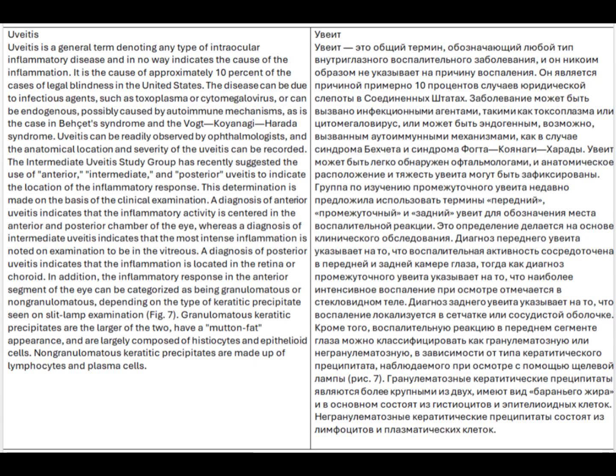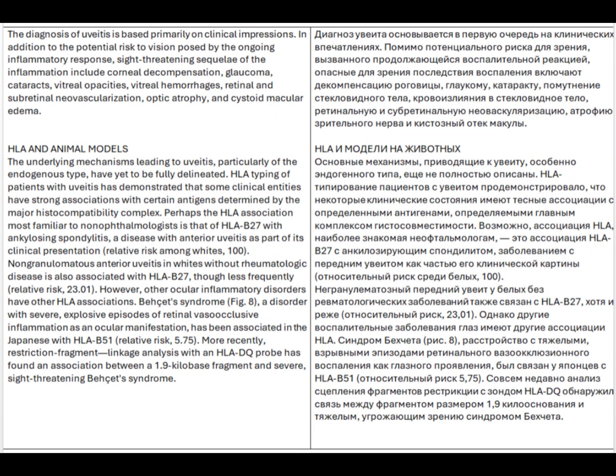In addition, the inflammatory response in the anterior segment of the eye can be categorized as being granulomatous or non-granulomatous, depending on the type of keratitic precipitate seen on slit lamp examination, Fig. 7. Granulomatous keratitic precipitates are the larger of the two, have a mutton fat appearance, and are largely composed of histiocytes and epithelioid cells. Non-granulomatous keratitic precipitates are made up of lymphocytes and plasma cells. The diagnosis of uveitis is based primarily on clinical impressions.